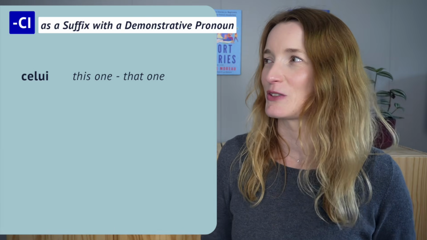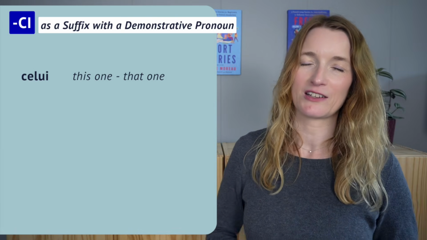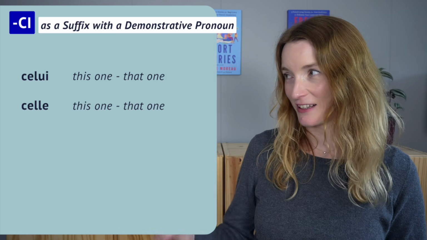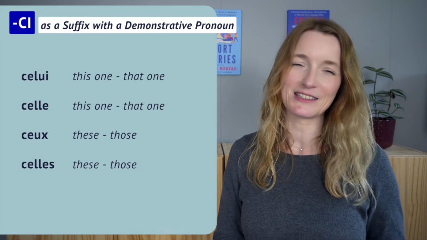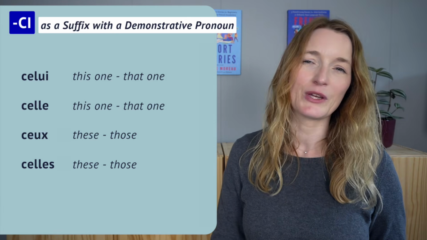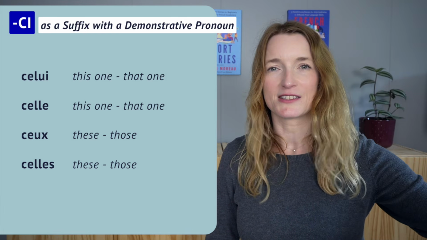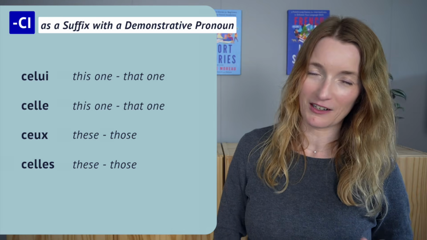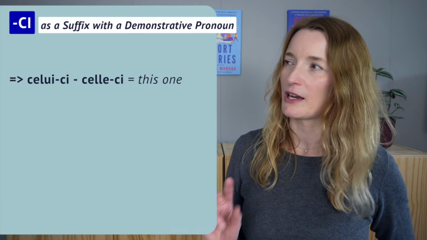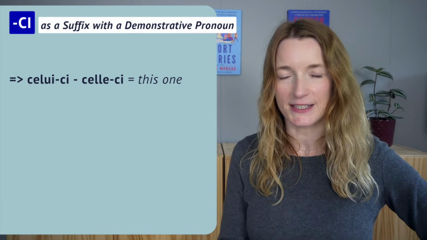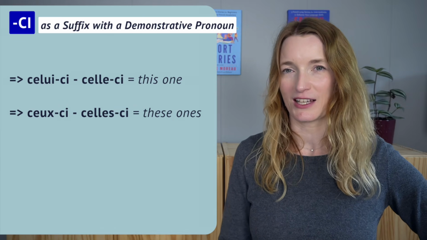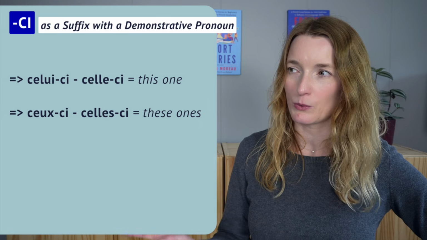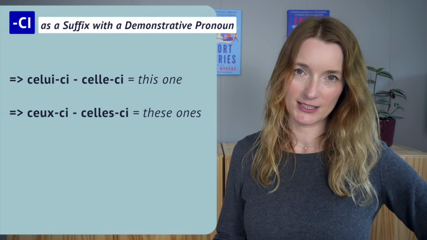So like I said, the French demonstrative pronouns are celui, celle, ceux, and celles. We are going to see an example for each, and then we are going to see the process from the adjective to the pronoun. Very easy. So today we are going to focus on celui-ci, celle-ci, ceux-ci, celles-ci. Okay? All meaning, this one and these ones.